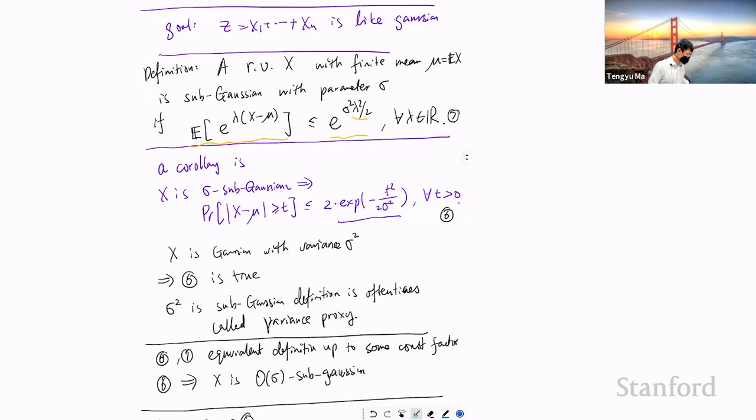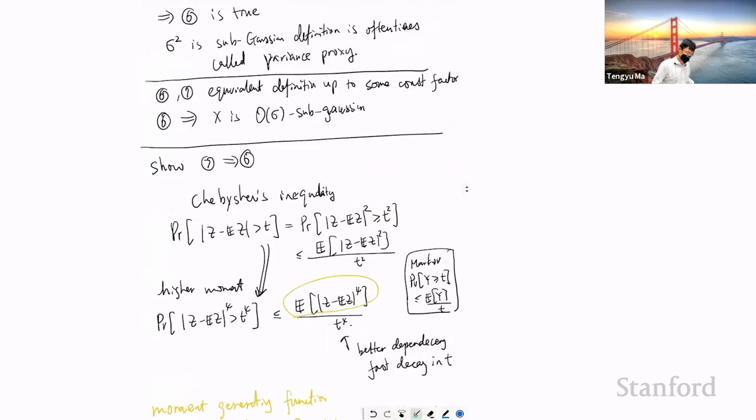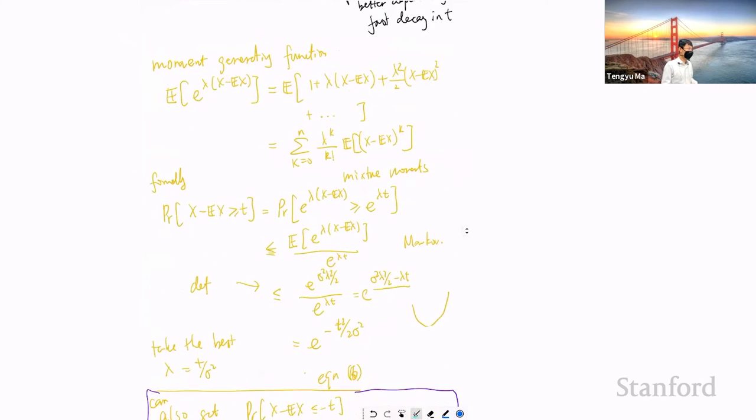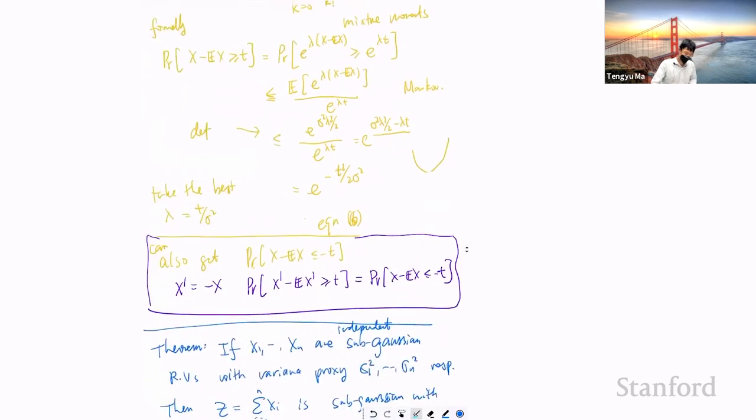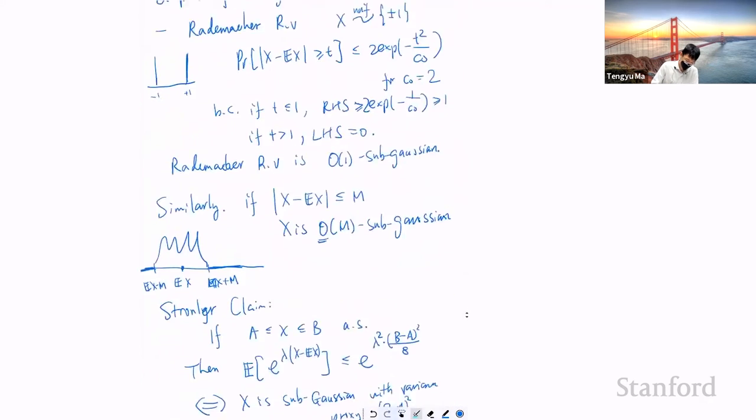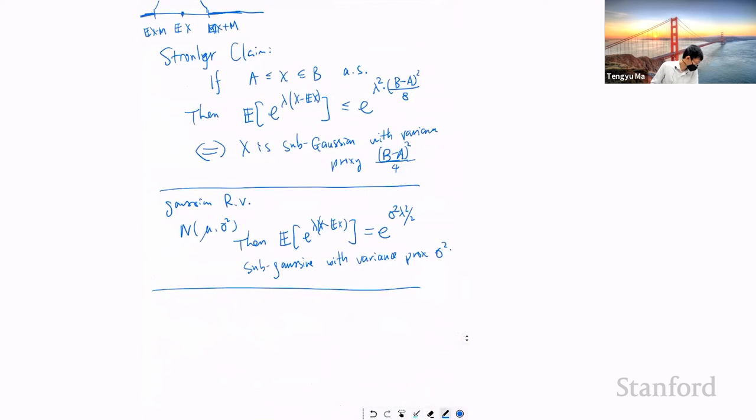So, all right, okay, cool. So, any questions so far? Okay, so now let's prove this theorem about the additivity of sub-Gaussian random variables.